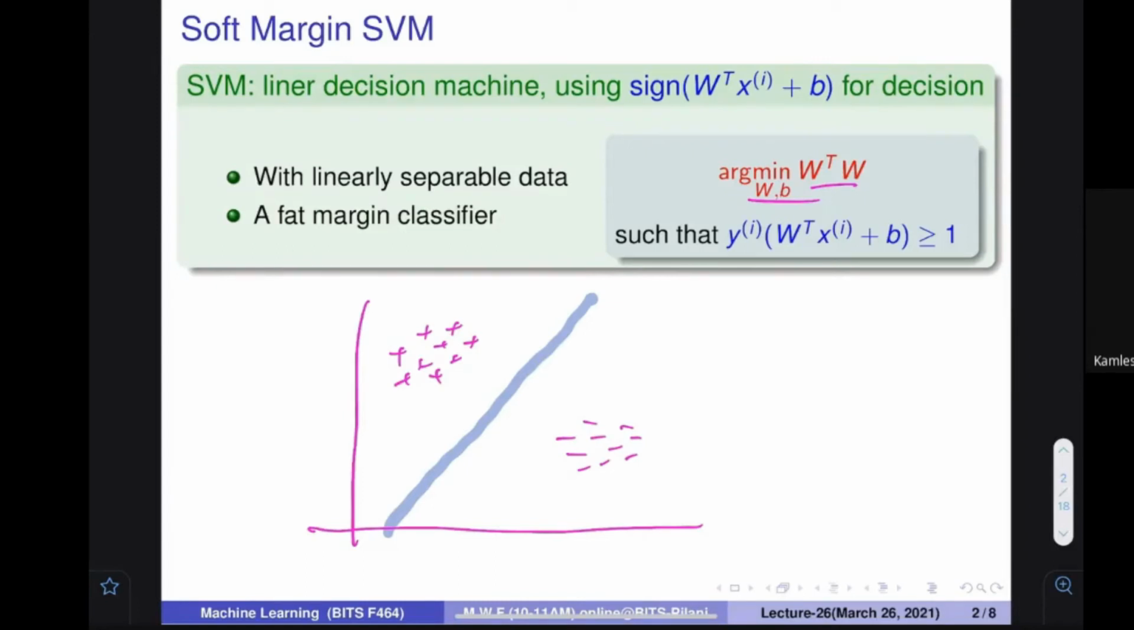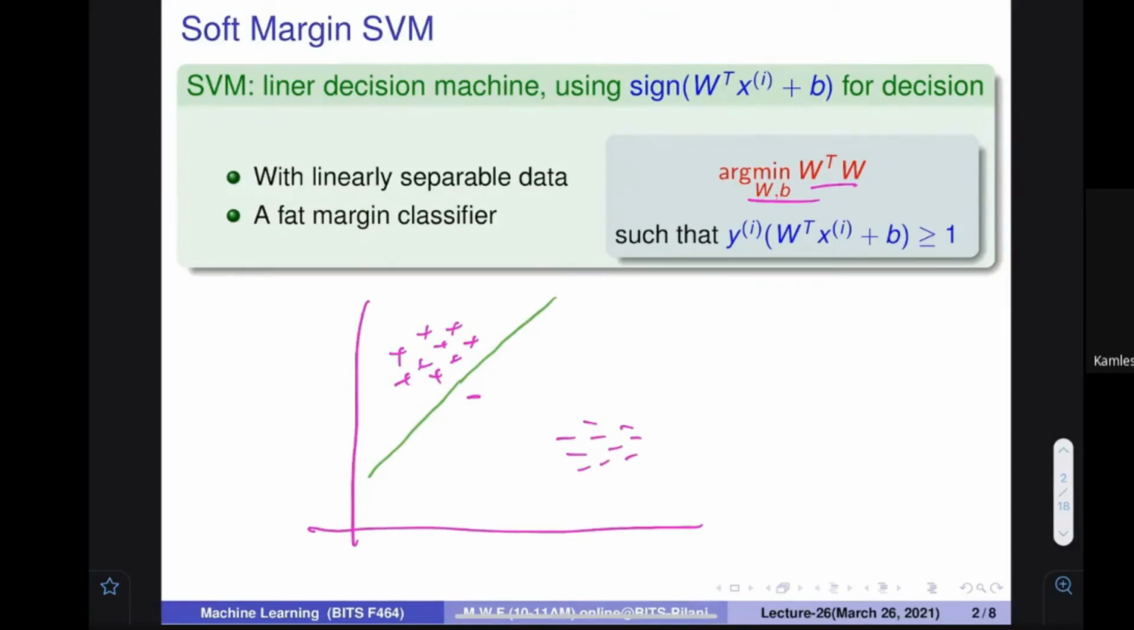Correct? But you know that sometimes data has outliers. Let's assume that there is one negative training example over here. If a negative training example is here, and I ask the SVM to find the decision boundary, where would the decision boundary be? Looks like it would be here. Yes or no? It would be here.